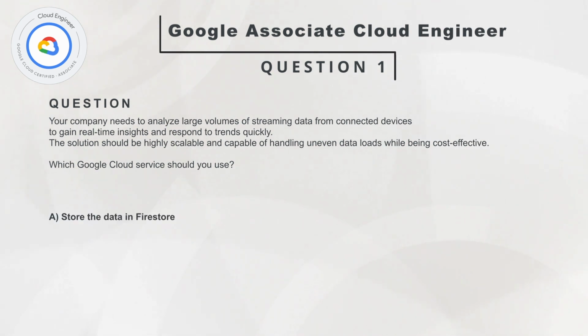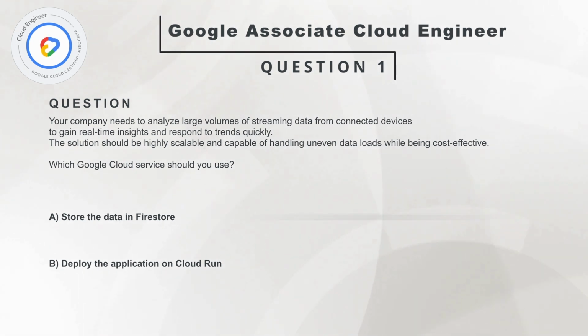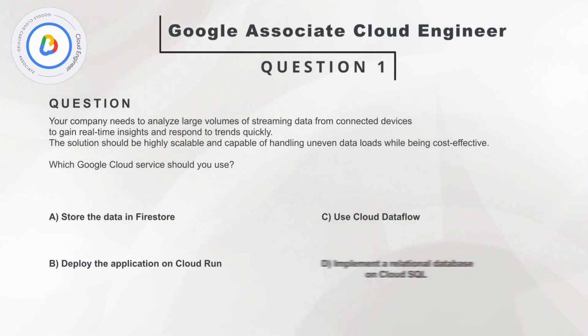A. Store the data in Firestore for real-time processing and easy scalability. B. Deploy the application on Cloud Run to auto-scale and pay only for the compute seconds used. C. Use Cloud Dataflow to process streaming data in real time. D. Implement a relational database on Cloud SQL with vertical scaling to manage workload spikes.